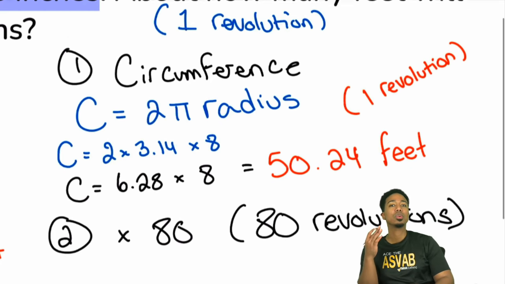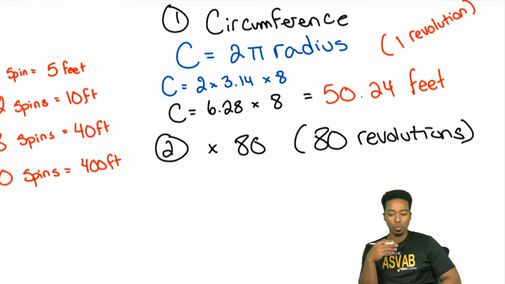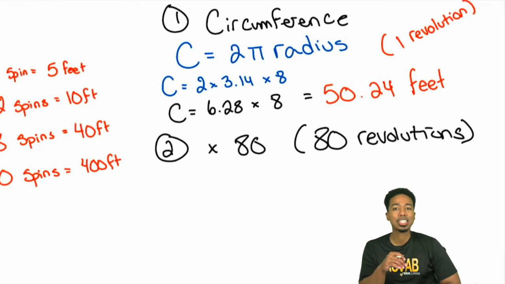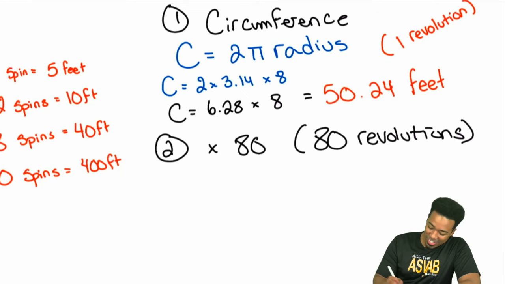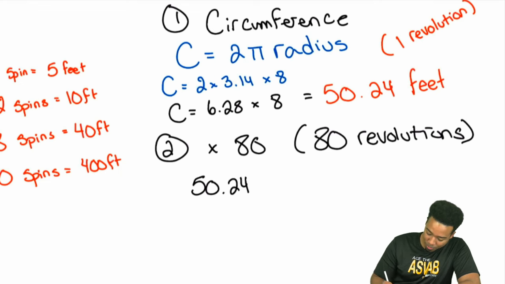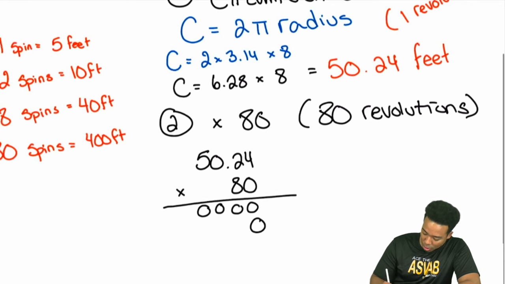So everybody, what did we say we need to do? Once we have one revolution, we do what with it to get the final answer? Yeah, now we multiply by 80. Booyah, and we're good. So we'll take the 50.24. We will multiply this by 80. So we'll just have a bunch of zeros here on that first row, no worries. Then we start off with a zero. 4 times 8, that'll be 32. 2 times 8, that's gonna be 16. Carry the 3 is 19.